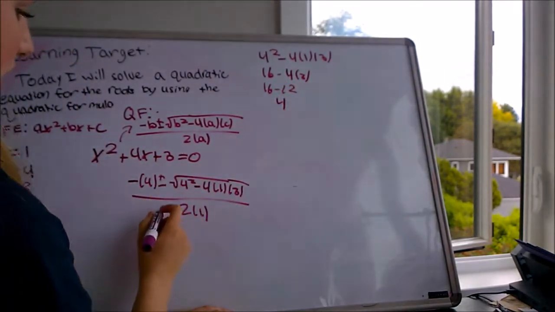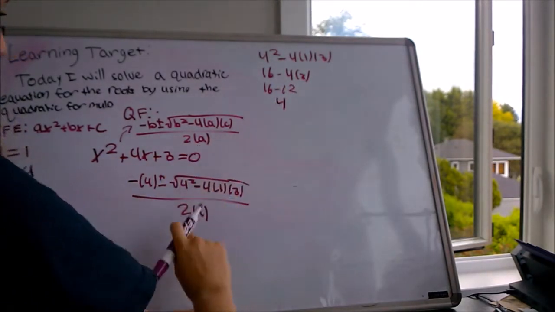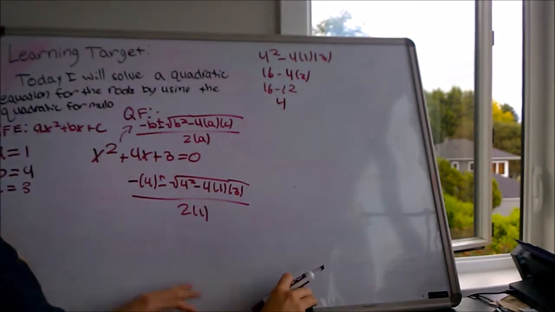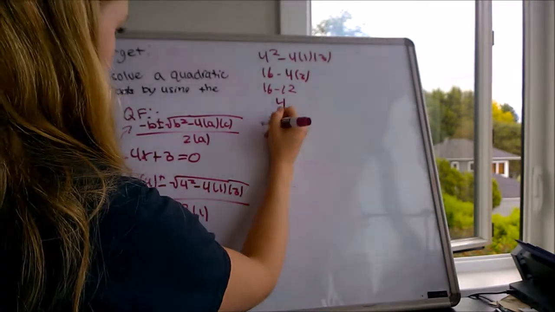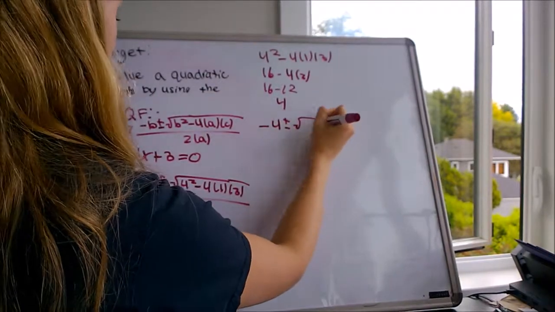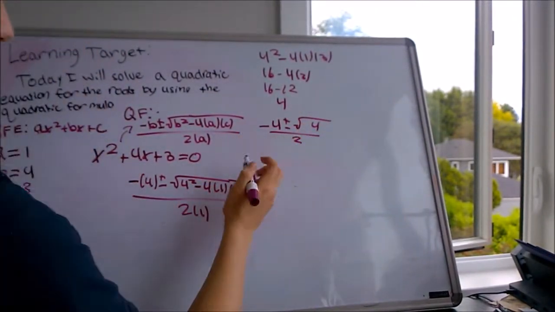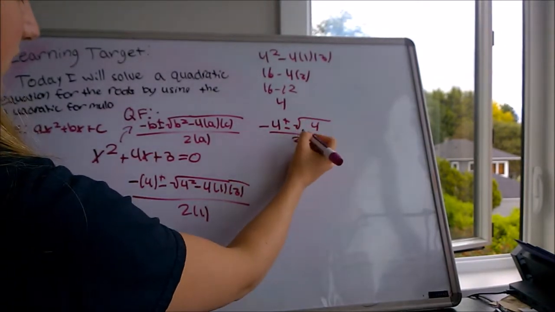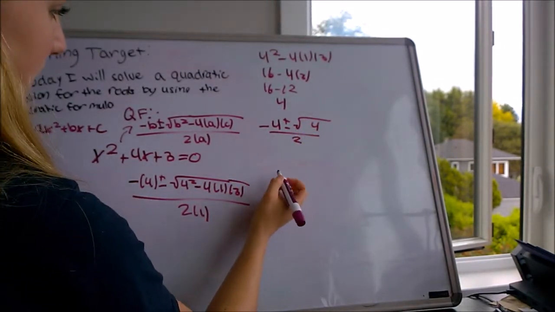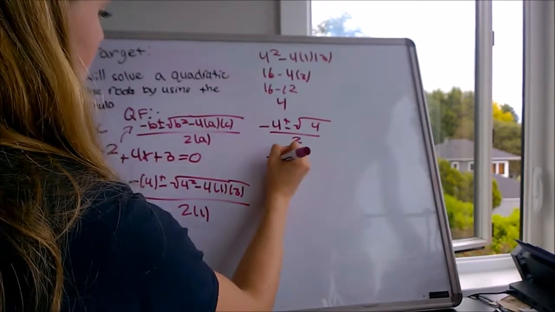Now that we have that, we can rewrite 4 back into the discriminant spot. So that's going to look like negative 4 plus or minus the square root of 4 all over 2 times 1, which is just 2. So now, since 4 is a perfect square, we can simplify it further. So negative 4 plus or minus 2 over 2.